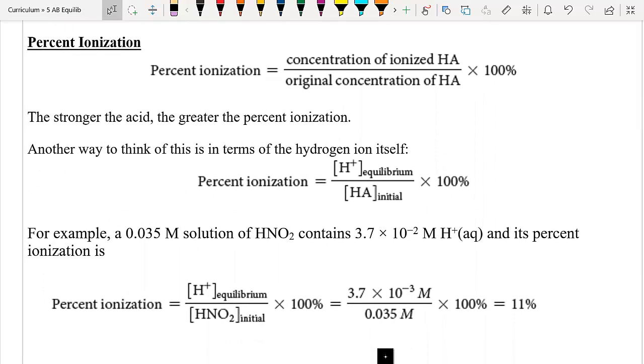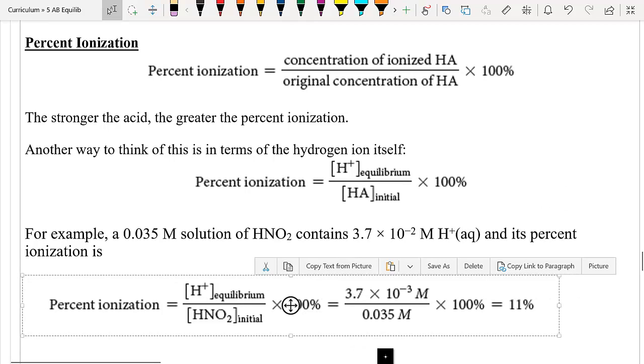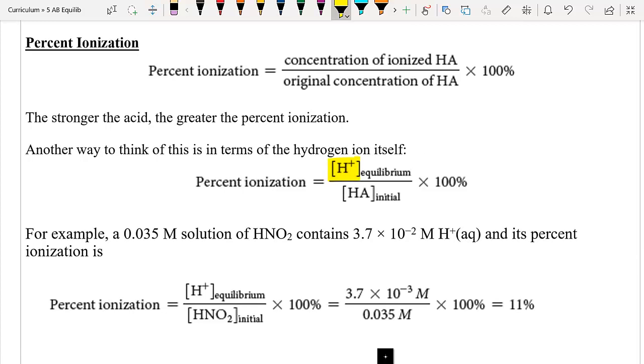The next concept here is percentage ionization. So another way to consider how much is being ionized is to put this in percentage form. So our percentage is going to be our concentration of the ionized hydrogen acid over the original concentration. I like to think of it instead as the hydrogen concentration at equilibrium divided by the molecular acid initially. So equilibrium hydrogen divided by the starting acid times 100 to get that into a percentage.